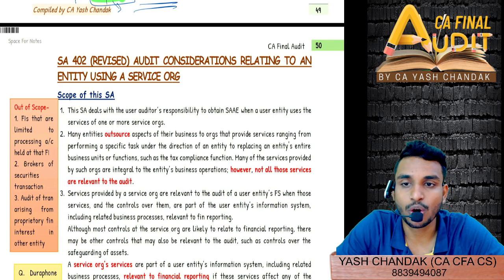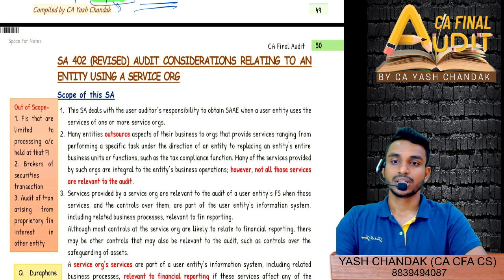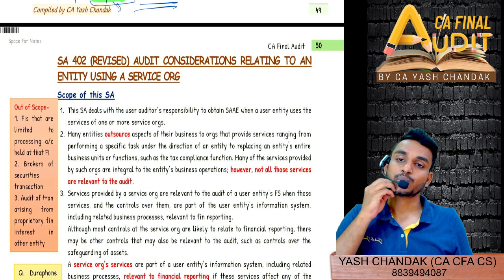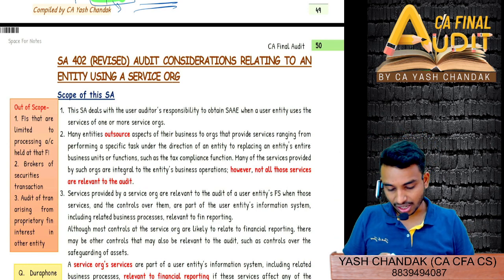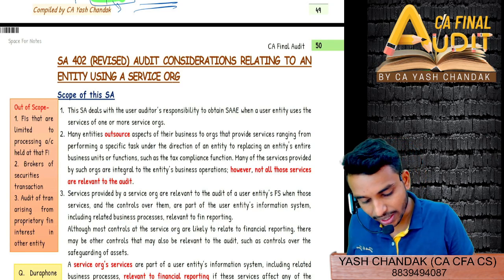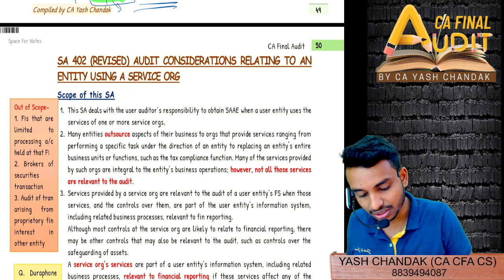So we'll be finishing off the SA 400 series today. It's hardly two standards. Yes, so Standard 402, Standards on Auditing. This relates to what? Auditing considerations relating to an entity using a service organization.